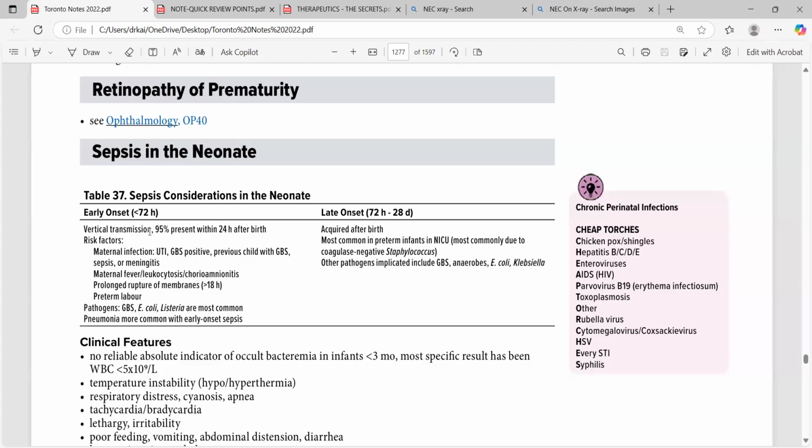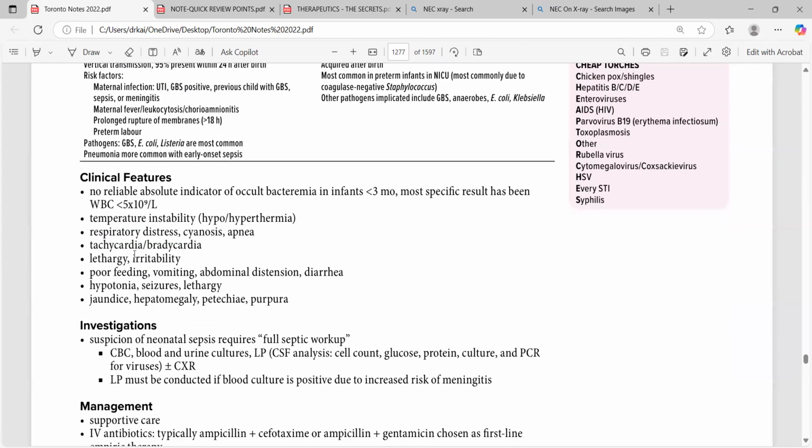In which cases are you thinking that this child might have GBS? If a previous child from the same mother was born with GBS, and the next child who is born has fever, you can think of GBS. Okay, so this is something that can be asked in the question. Then prolonged rupture of membrane, fever, leukocytosis, chorioamnionitis, and preterm labor.